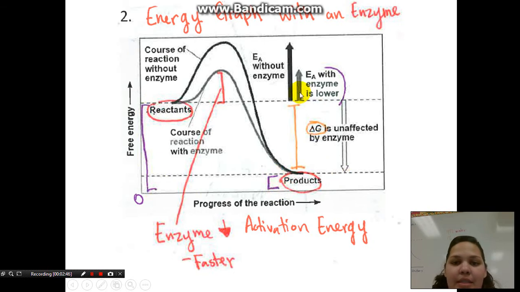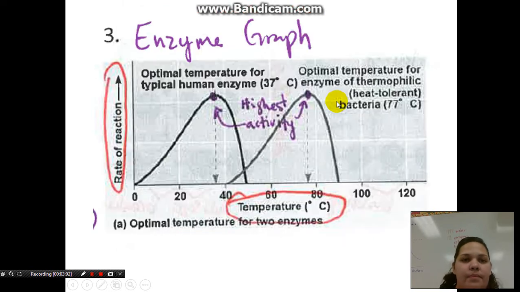This area right here between our activation energy, or in other words, our reactant energy, and our products is considered delta G. This is also not affected by the enzymes. This would be considered to have a negative delta G, so therefore this would be considered exergonic.